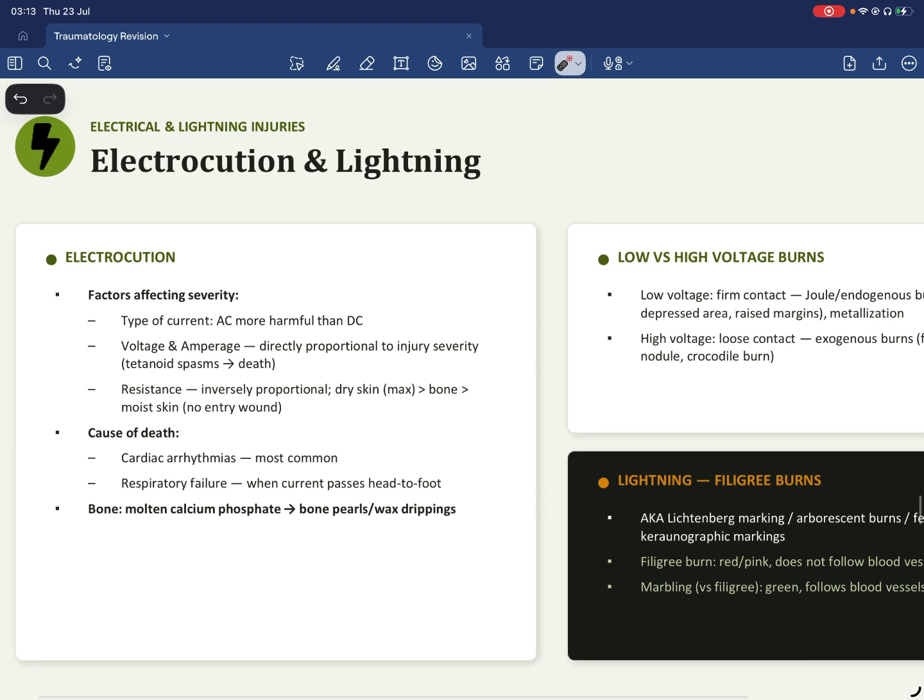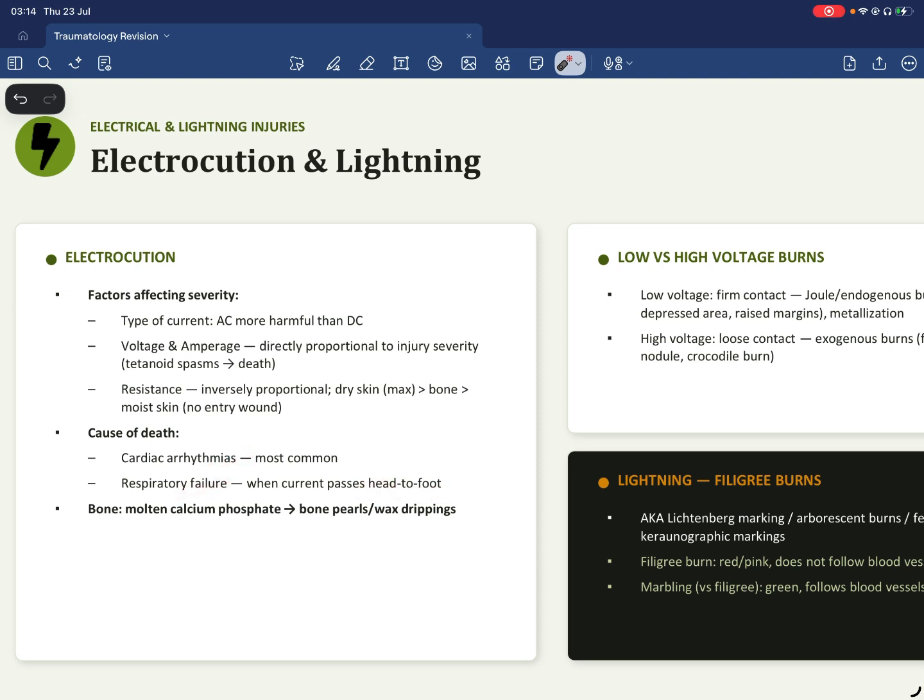Electrocution and lightning injuries. The factors affecting the severity: we have AC current is more harmful than DC. The voltage and amperage are directly proportional to the severity of the injury. Skin provides maximum resistance, followed by bone and moist skin. Cause of death in electrocution can be cardiac arrhythmia or respiratory failure if the current passes from head to foot.